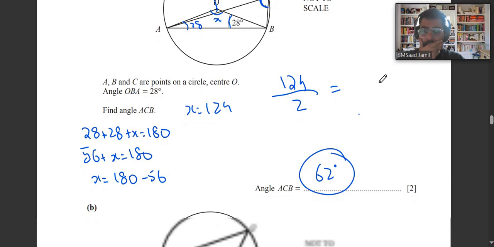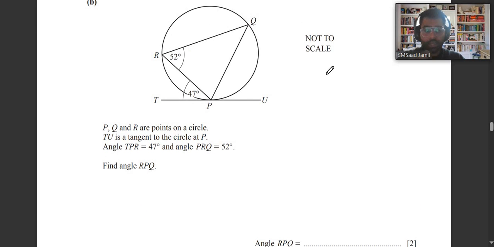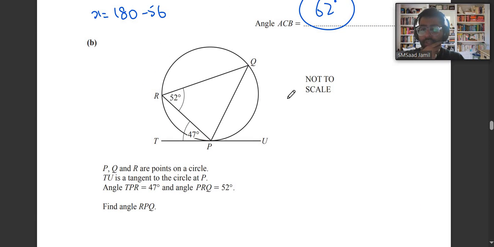Okay. Now even I was scared when I used to do these topics back in the days. So P, Q and R are points on circle. TU is a tangent. Angle TPR is 47. Angle PRQ is 52. Find RPQ.